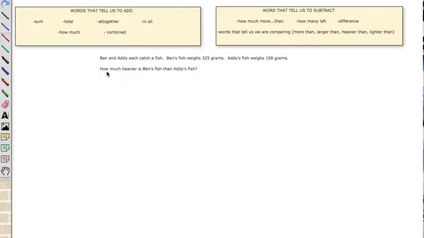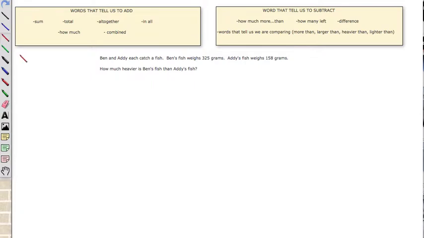Our problem today is as follows. Ben and Addie each catch a fish. Ben's fish weighs 325 grams. Addie's fish weighs 158 grams. How much heavier is Ben's fish than Addie's fish?